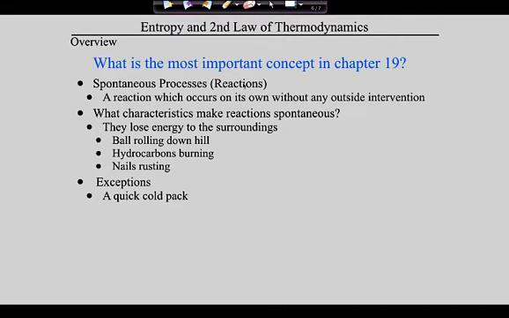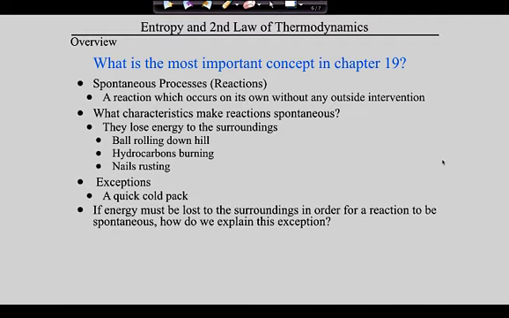So guys, let's do this. If you don't understand the problem, let me give it to you in a very concise fashion. It's this. If energy must be lost to the surroundings in order for a reaction to be spontaneous, how do we explain the quick cold pack exception? I know you like writing things down, so I'll give you a second to write it down. Because, guys, I would propose to you that there's really two answers to this question. But before we can talk about the two answers, again, it's critical you understand the question.